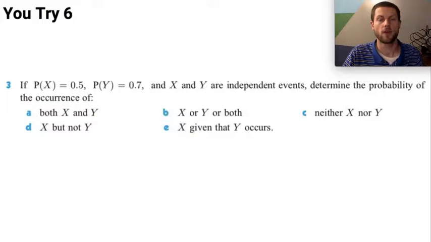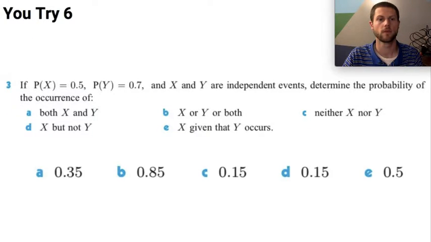So why don't you give this problem a shot? There's lots of parts to it, so lots to dig into. I'm giving you a couple probabilities, and I'm telling you that these are independent events. Now find the probabilities of all of these, A through E. So pause the video, dig into this one, give it a shot. And here are the solutions for each of these parts of this problem. Hopefully you were able to get there using those probability laws that we talked about.